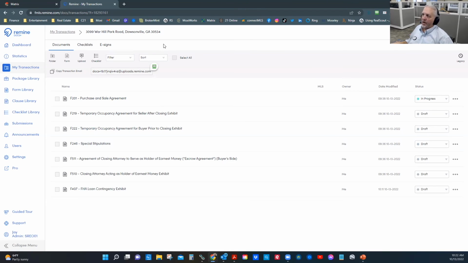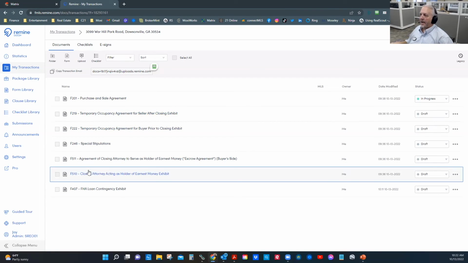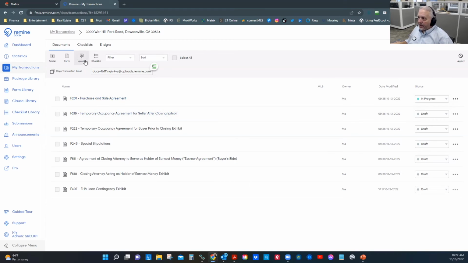Let's just say where we are in this War Hill Park Road in Dawsonville. These are all of the documents that I created for this offer, and I've sent it to my list, my friend, or the other agent, who is Claire. Okay, Claire has sent me a counter offer. I now have that counter offer in my email.